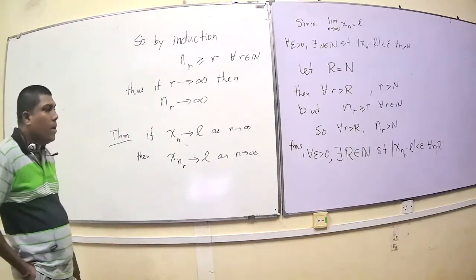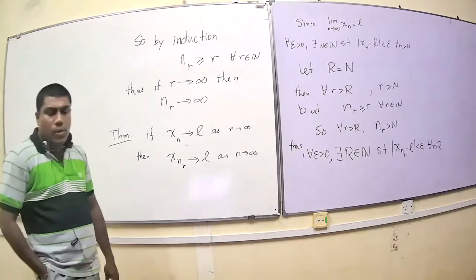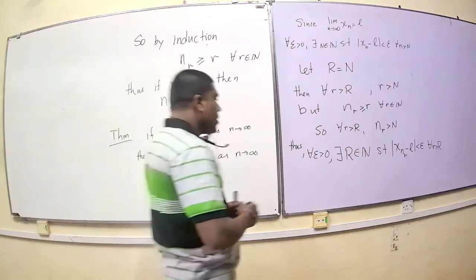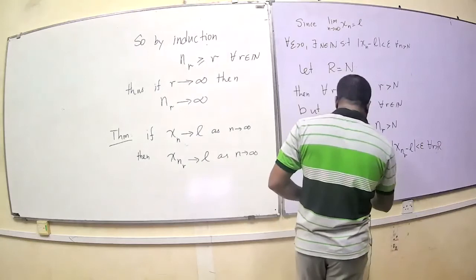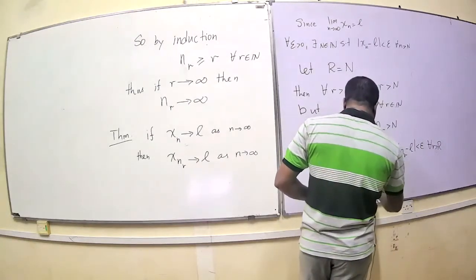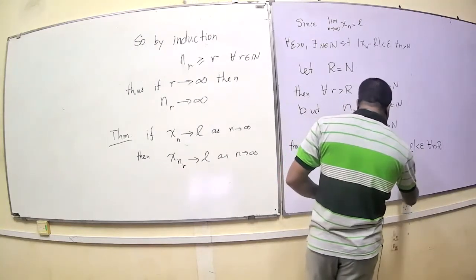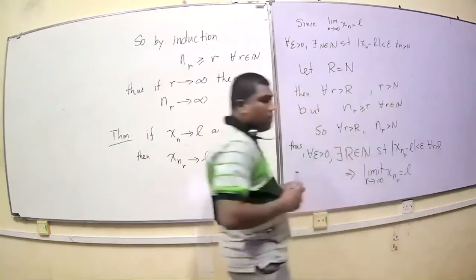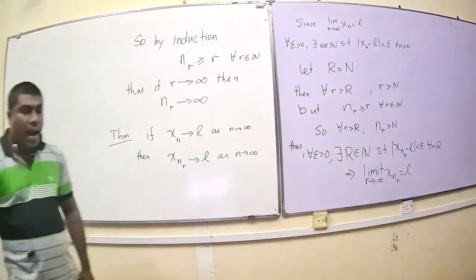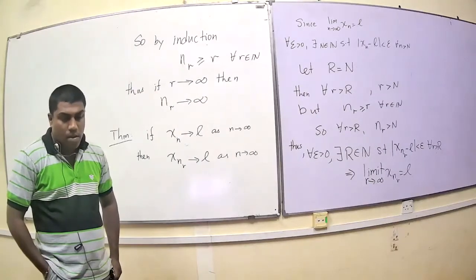So this is the definition for the limit of the subsequence, exactly the same as the limit for the sequence. So this says the limit as r goes to infinity of x_{n_r} equals the same limit. So we can see that the limit of the sequence and the limit of the subsequence are the same.